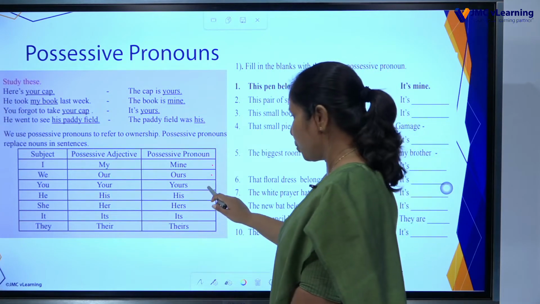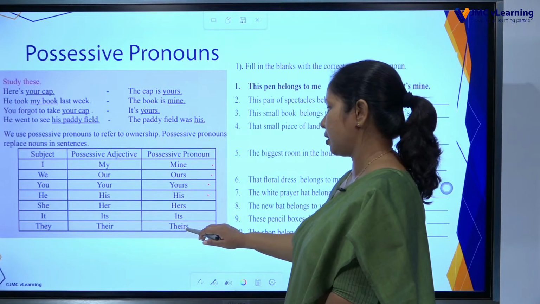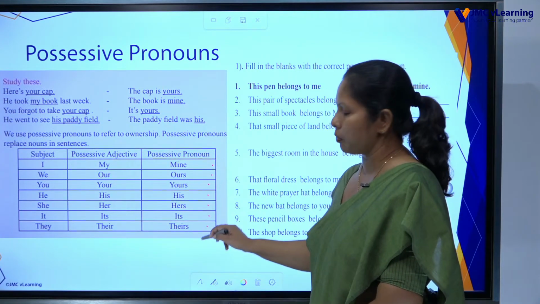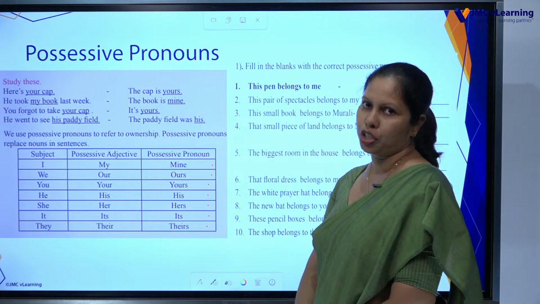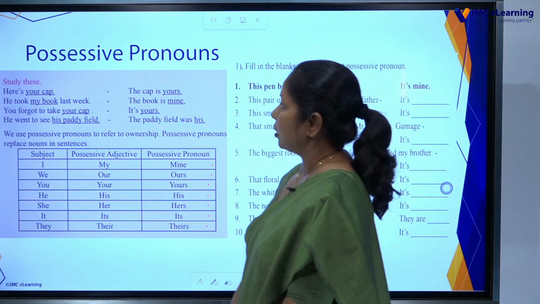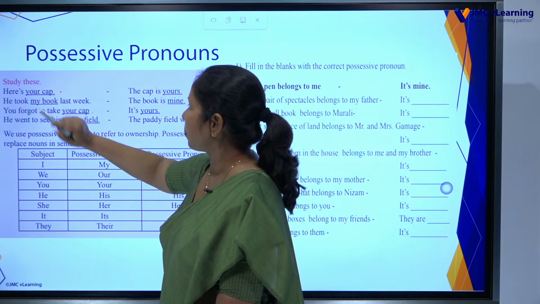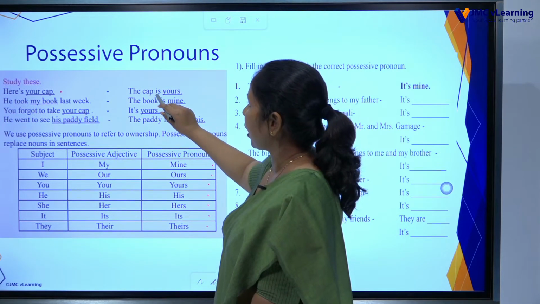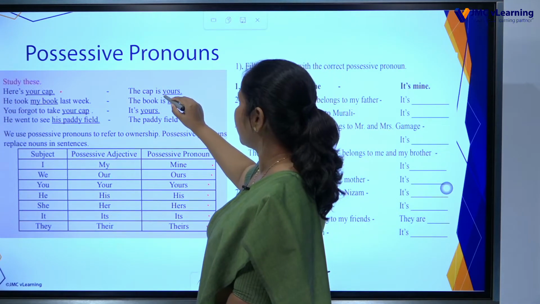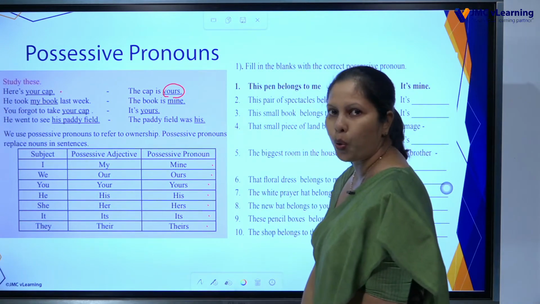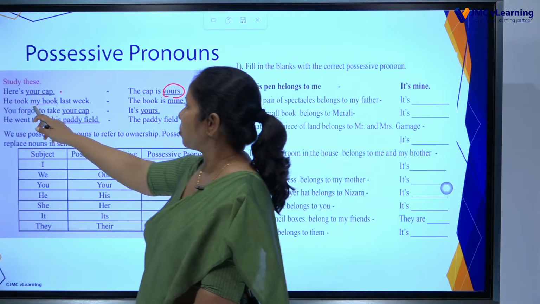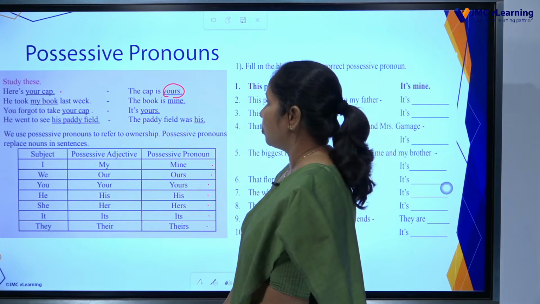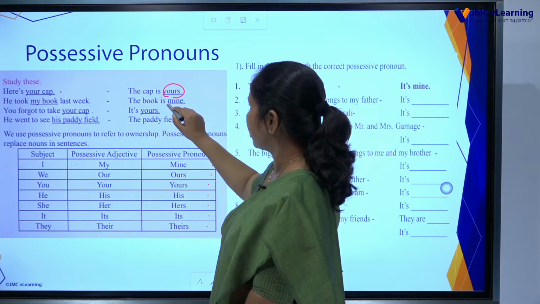Ours, yours, his, hers, its and theirs. From these possessive pronouns you speak about the ownership. Let's go to some examples. Here is your cap. The cap is yours. Here the possessive pronoun is yours. He took my book last week. The book is mine.